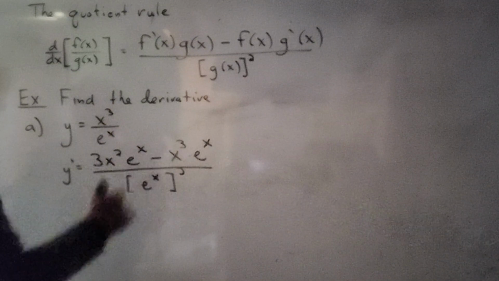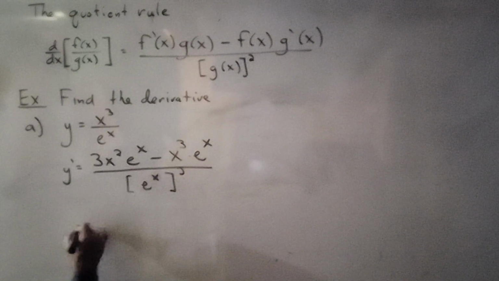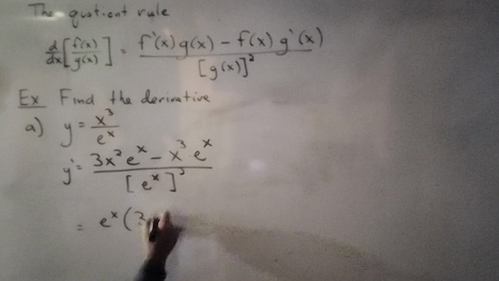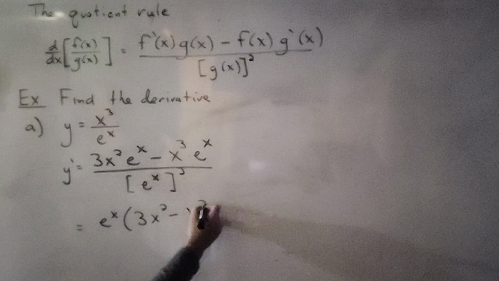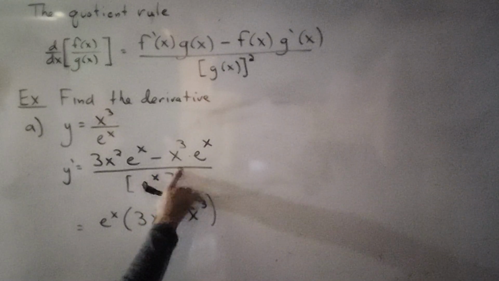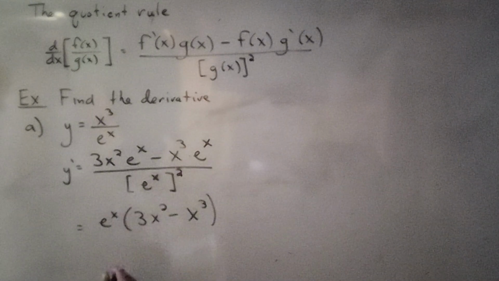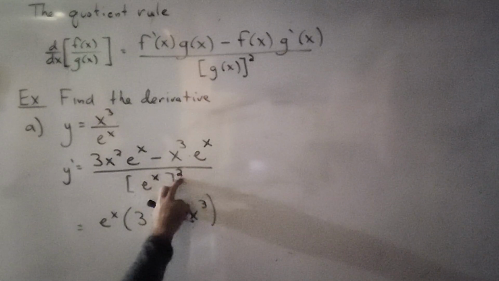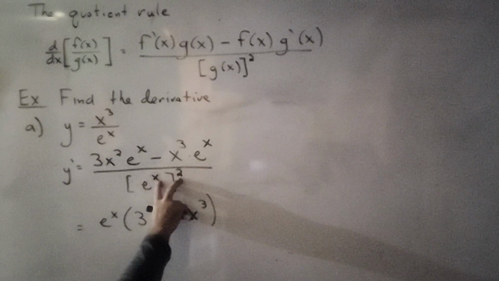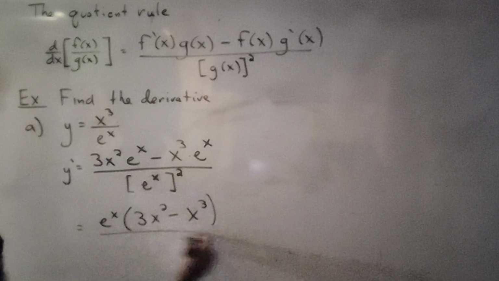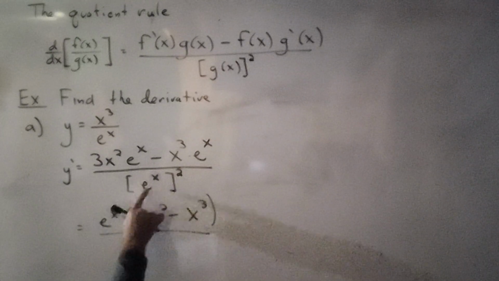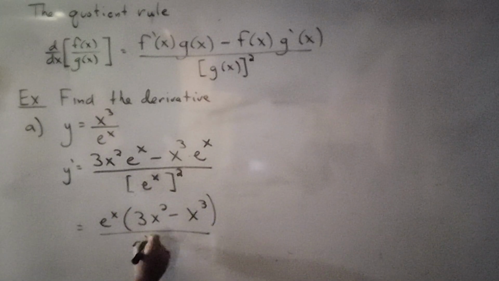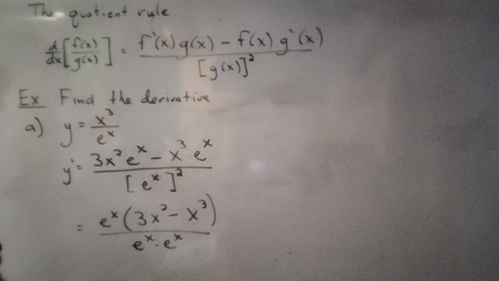I noticed that the numerator has an e to the x in it, so I can factor out an e to the x, and I'll have 3x squared minus x cubed. Usually when I have this e to the x squared, I would write this as e to the 2x, because when you raise an expression to a power, you're going to multiply the exponents. But I notice in this numerator that I have an e to the x out here. So e to the x squared is e to the x times e to the x, which will make it nicer looking when I want to simplify.